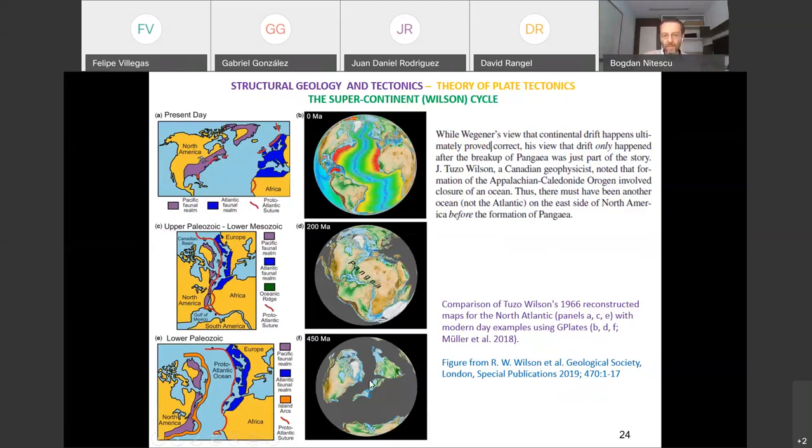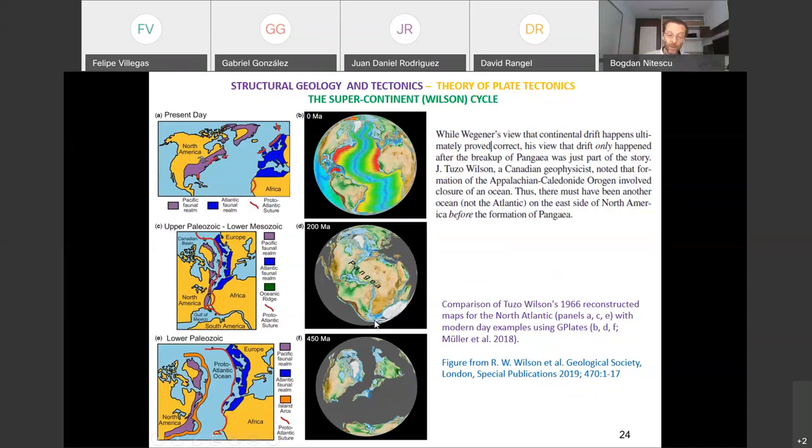So the idea is that initially you had the closure of a pre-existing ocean, the formation of this orogenic belt, the Appalachian-Caledonides, and this supercontinent called Pangaea, which split apart. Yeah, so we are talking about the end of the Paleozoic and the Mesozoic. So this split apart, and we have today's configuration. So this was the view that before there was another ocean, and then we had a supercontinent, and then we have the situation today.